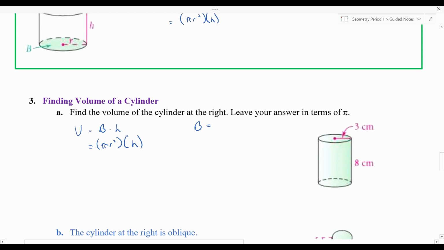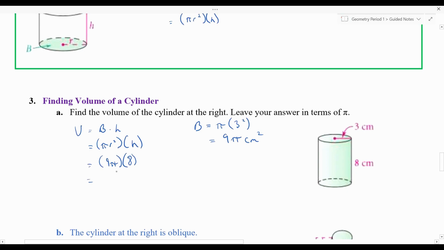So our radius is 3 centimeters. So this is going to be pi times 3 squared, and that gives me 9 pi. And this is area, right? So it's 9 pi centimeters squared. Then we take this 9 pi and plug it in here. So we have 9 pi times the height, and the height happens to be 8.